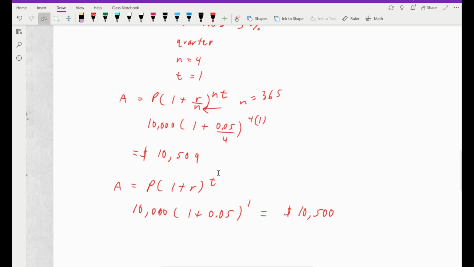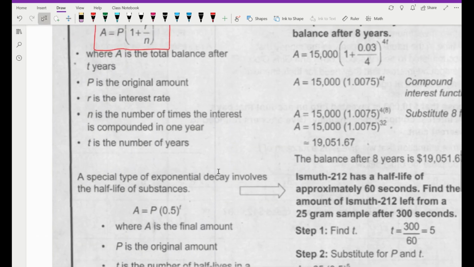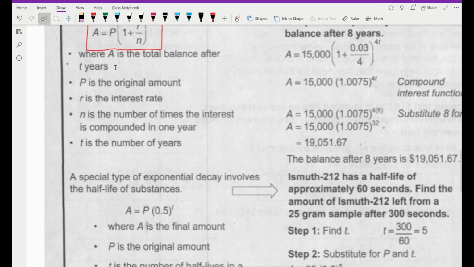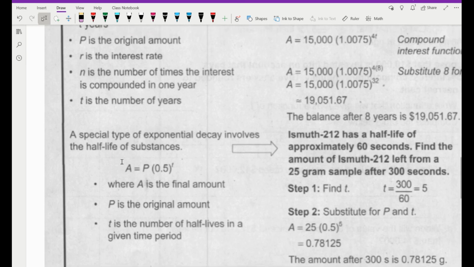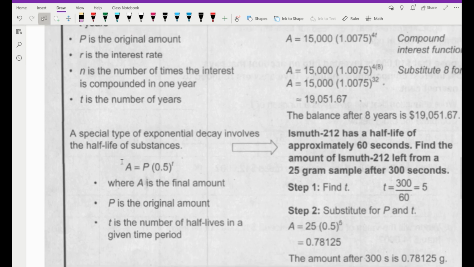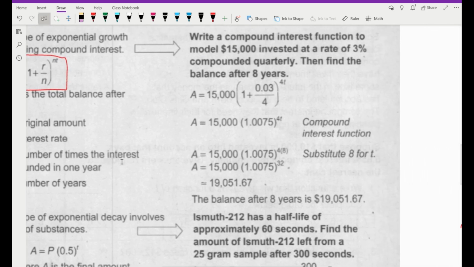So let's take a look here. Now for the example problems, what we mentioned: A is the total, P is the original, R is the interest rate, N is the number of times interest is compounded, T is years. Here we're dealing with the next kind of example, which is going to be a half-life. Here's the example I'm going to go over first.